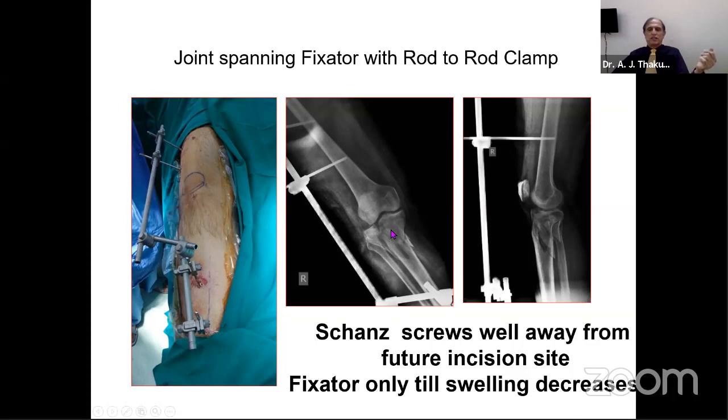And as you can see, the initial X-ray, and now the reconstituted one is good. And all the required work, soft tissue or vascular work, was done with this span. Mainly the soft tissue swelling goes down with the external fixation. Then it becomes safer to go in and operate.